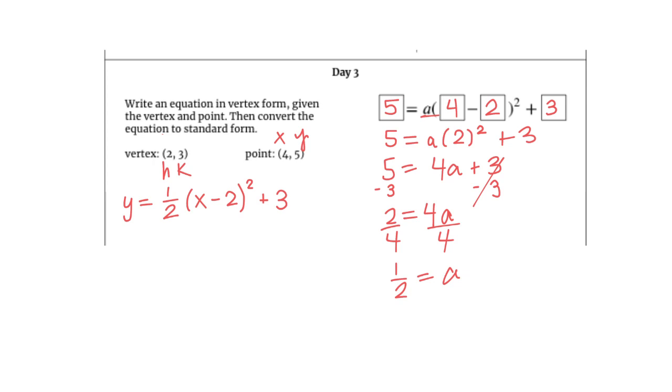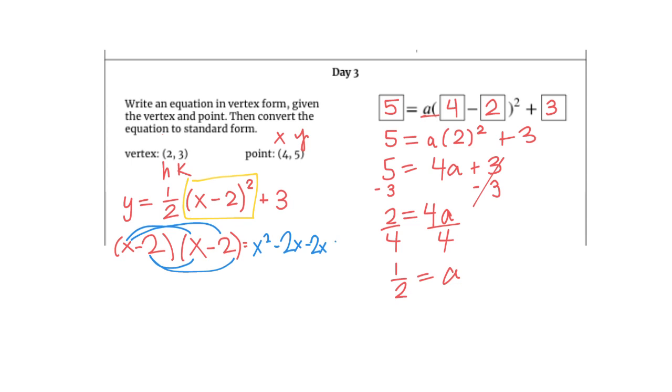Now we will convert it to standard form. So the first thing we have to do, remember, is get this x minus 2 and square it. So that's the same thing as writing x minus 2 times x minus 2. So when I do that, I do x times x, which is x squared. And then x times negative 2, which is negative 2x. Now I have negative 2 times x, which is also negative 2x. And then negative 2 times negative 2, which is positive 4.